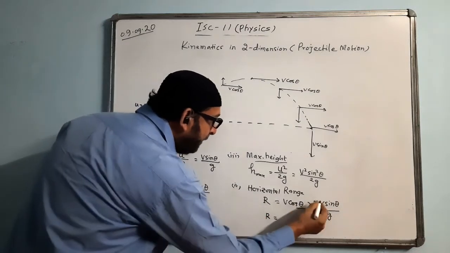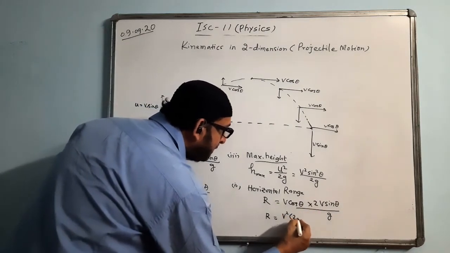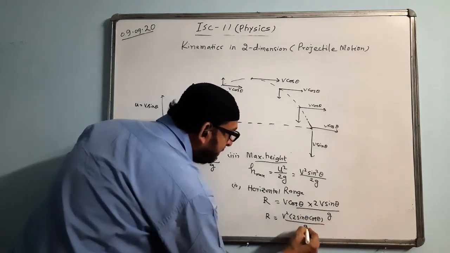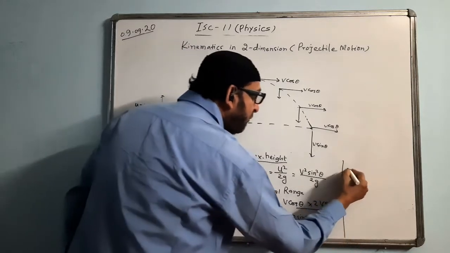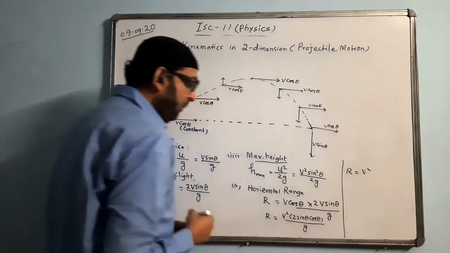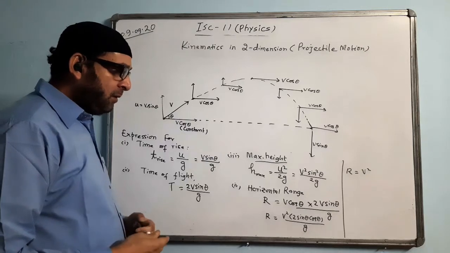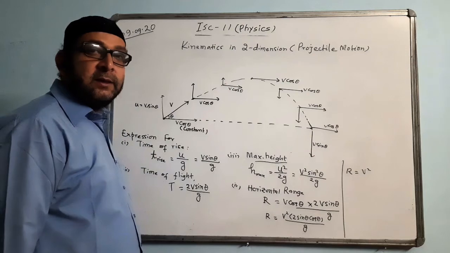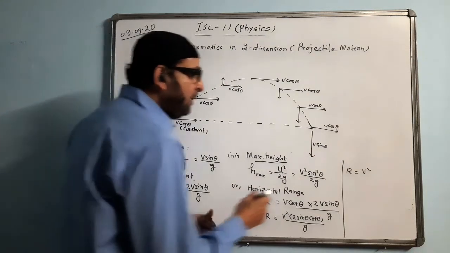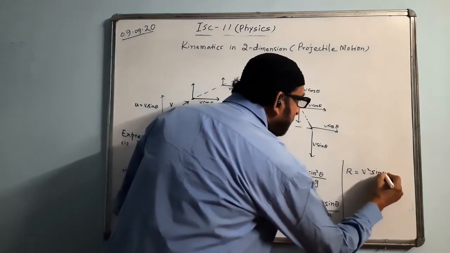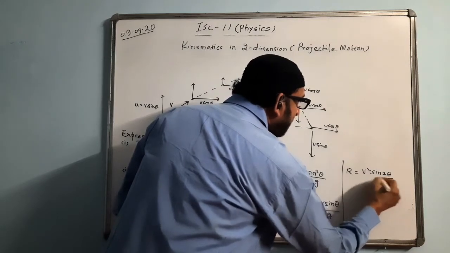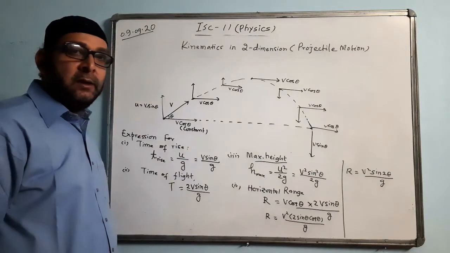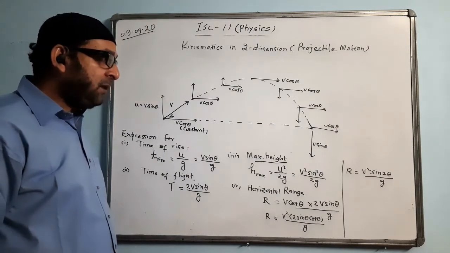We write v into v becomes v square, and let us write 2 sin theta cos theta together by g. There is a formula in trigonometry that you may learn later on. If you have not learned, I said 2 sin theta cos theta is equal to sin 2 theta. Here we can write sin 2 theta, sin twice theta, and the denominator is g. So this is the formula of horizontal range: v square sin twice theta by g.